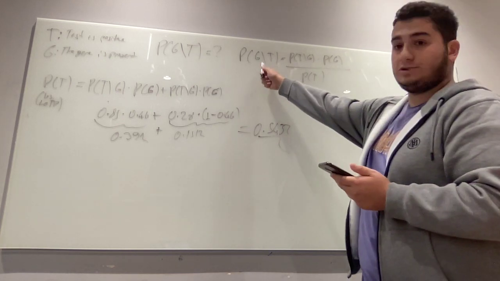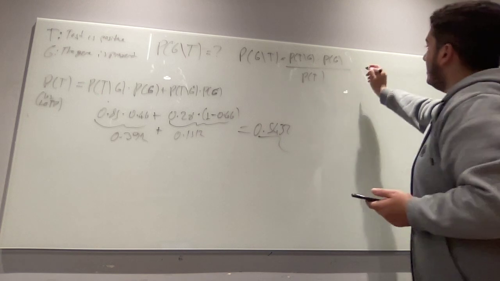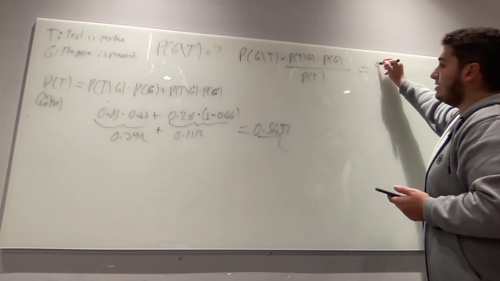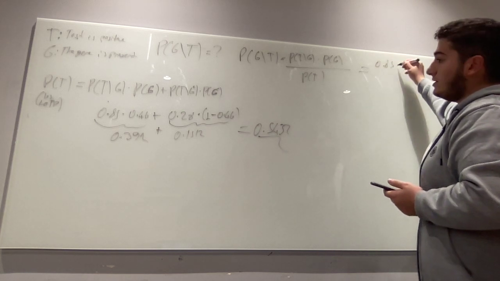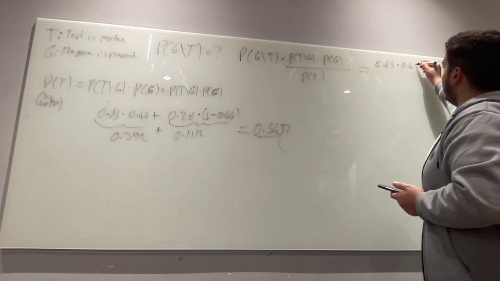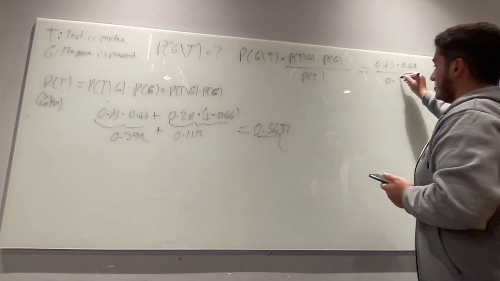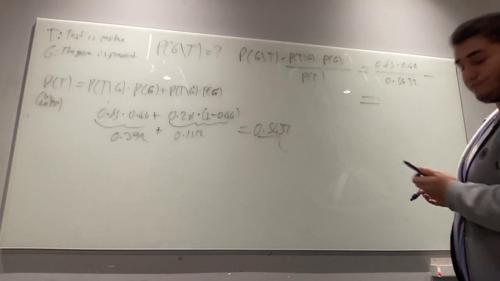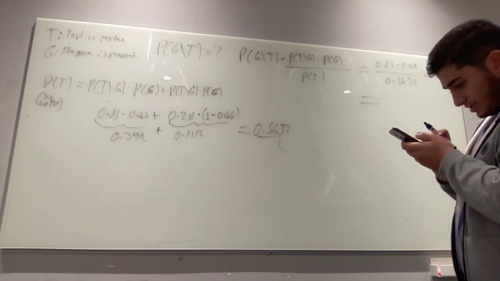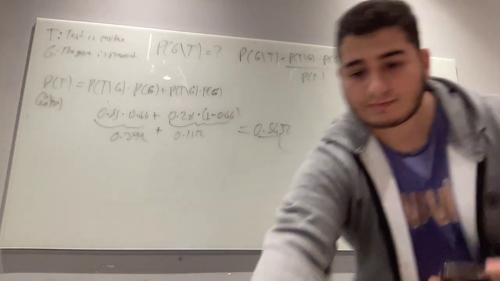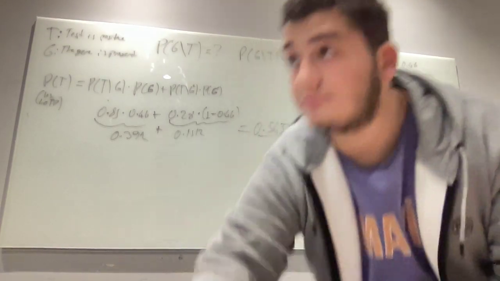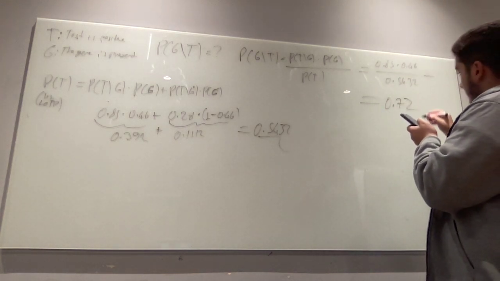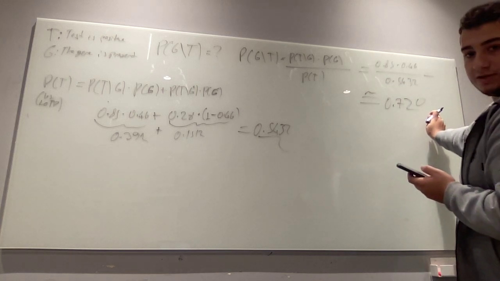But I'm asked for probability G given T. So I'm doing here probability T given G, 0.85 times 0.46 over 0.5432. Sure, that's equal to, what is it? I'm checking. Closely, about 0.72.